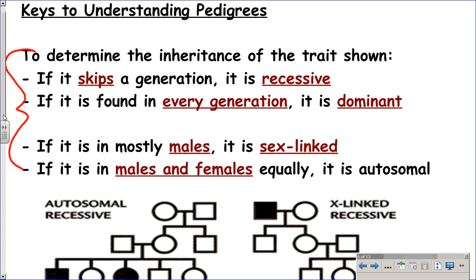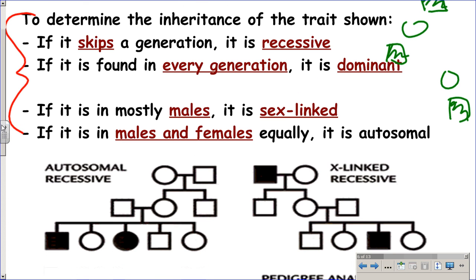If you can see that darkened square here, and then it skips a generation, and then it's here, down here, and another generation, and there's things in the middle, that means that trait is going to be hidden every other generation. Well, the only traits that can be hidden are those recessive ones. So the opposite of that would be if it's found all the time, it's probably dominant. Because those are the ones that are going to be showing whether or not it's homozygous or heterozygous.